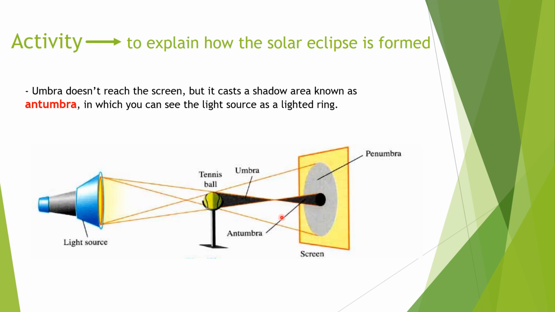So now we have 3 types of shadow. The umbra, which is the real shadow, can't see the light source. The penumbra, which is the semi shadow, sees part of the light. And the anti-umbra, you will see the source of light as a lighted ring.